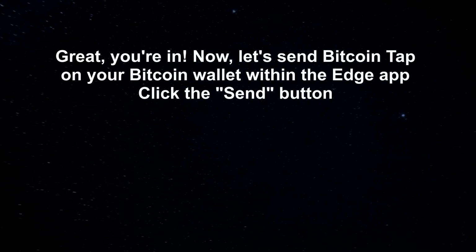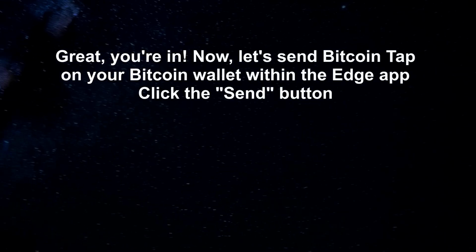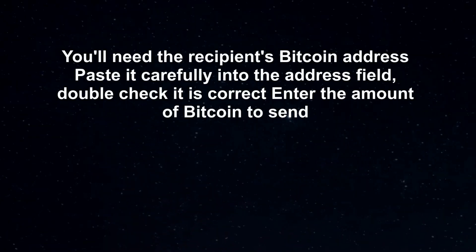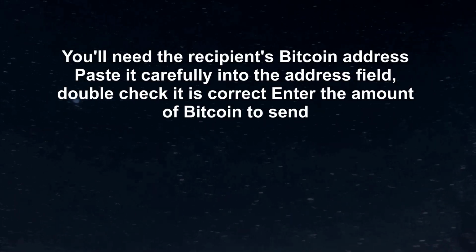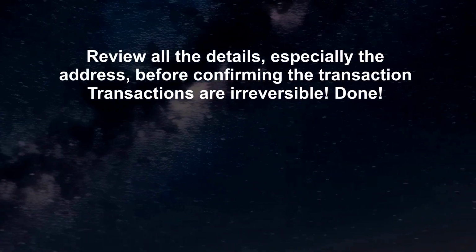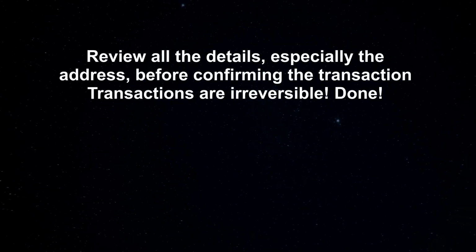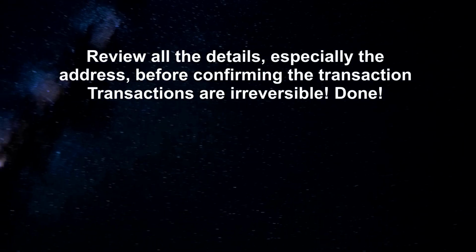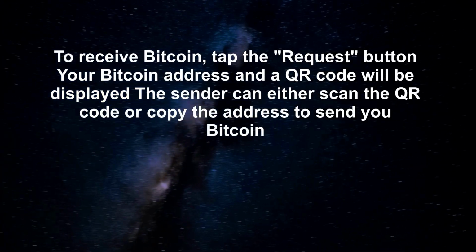Tap on your Bitcoin wallet within the Edge app. Click the send button. You'll need the recipient's Bitcoin address. Paste it carefully into the address field. Double check it is correct. Enter the amount of Bitcoin to send. Review all the details, especially the address, before confirming the transaction. Transactions are irreversible. Done.